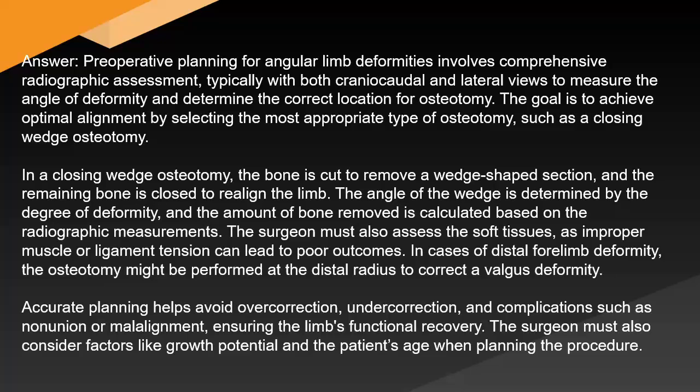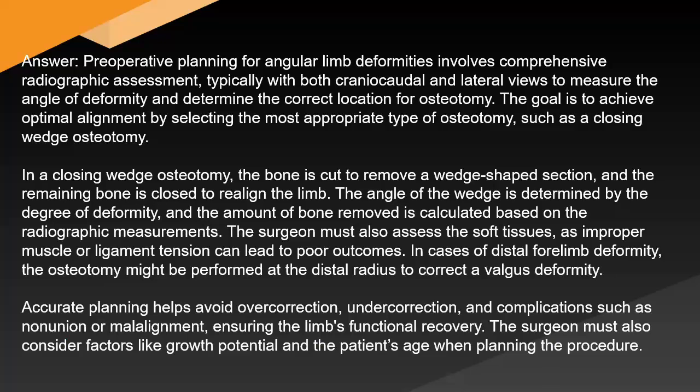The goal is to achieve optimal alignment by selecting the most appropriate type of osteotomy, such as a closing wedge osteotomy. In a closing wedge osteotomy, the bone is cut to remove a wedge-shaped section and the remaining bone is closed to realign the limb. The angle of the wedge is determined by the degree of deformity, and the amount of bone removed is calculated based on the radiographic measurements.